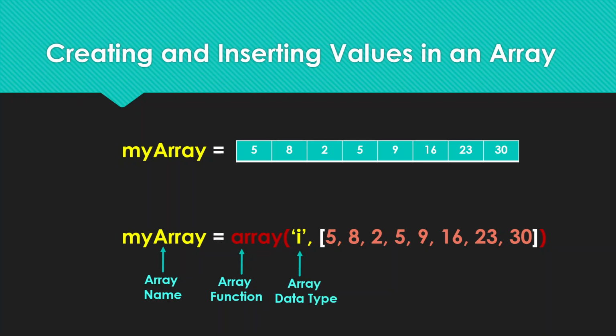Then we have the type code. The type code specifies the type of data that this array is going to hold. So in the next slide, we're also going to see more about this. Then this is the array with the elements it contains inside it now.